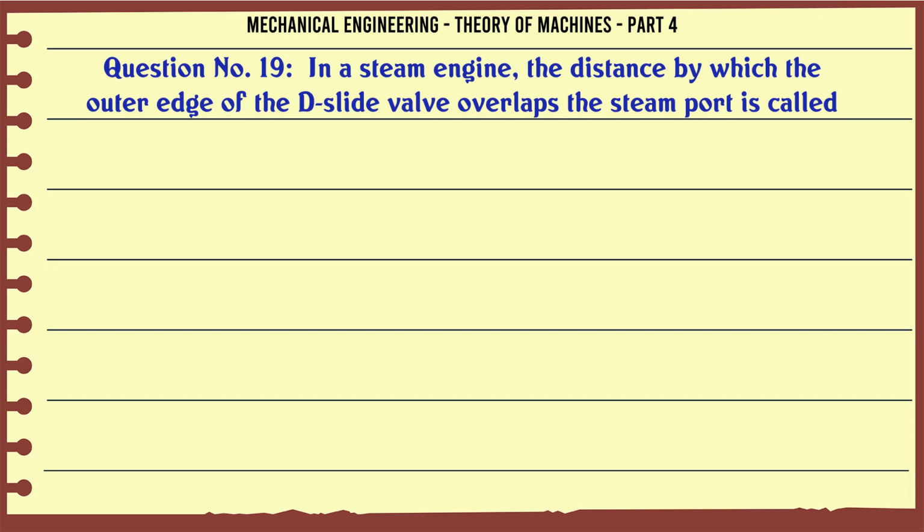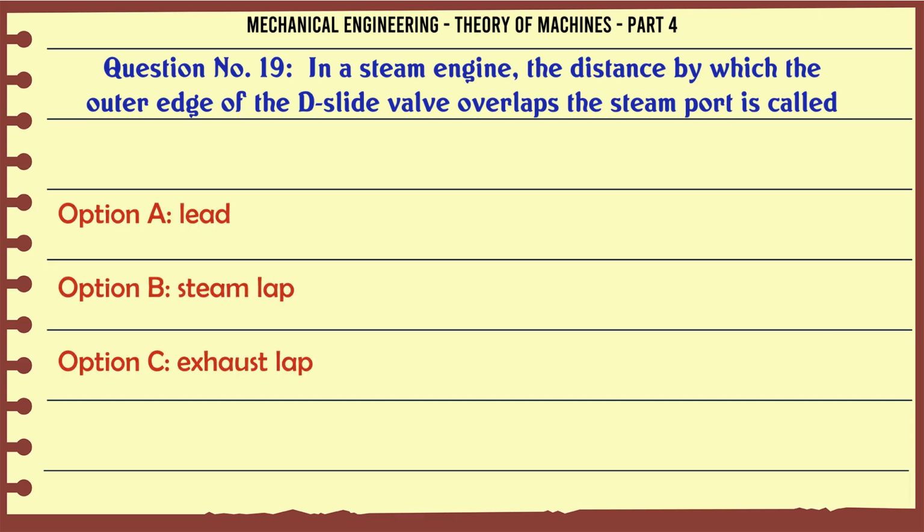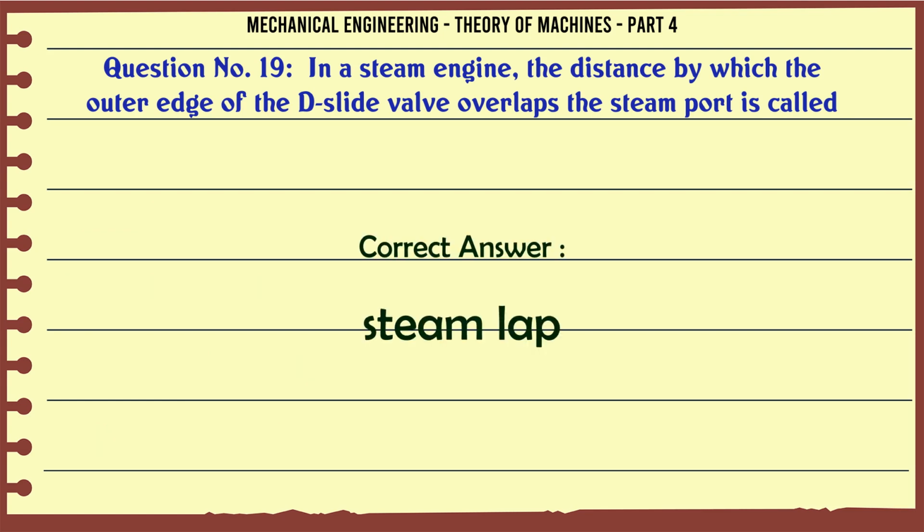In a steam engine, the distance by which the outer edge of the D-slide valve overlaps the steam port is called A. lead, B. steam lap, C. exhaust lap, D. none of these. The correct answer is steam lap.